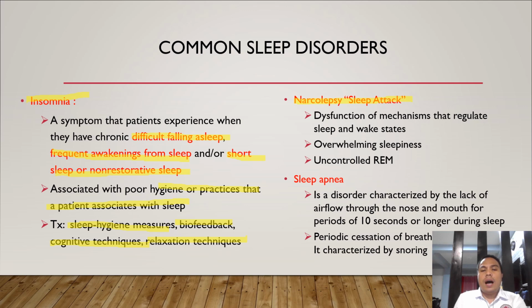Okay? And then we have sleep apnea. In sleep apnea, that is a disorder characterized by the lack airflow through the nose and mouth for the periods of 10 seconds or longer during sleep. So, periodizations of breathing and the characteristic of snoring. So, in sleep apnea, characterized by frequent short breathing pauses during the sleeps. Although all individuals have occasional periods of apnea during the sleep, more than 5 apneic episodes or 5 breathing pauses longer 10 seconds per hour is considered abnormal.